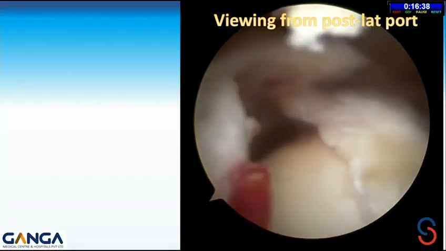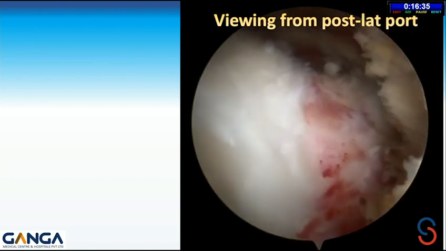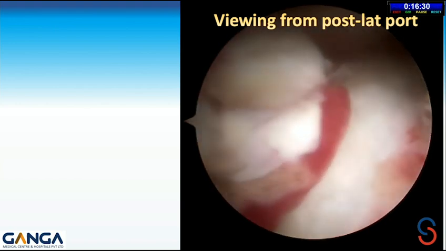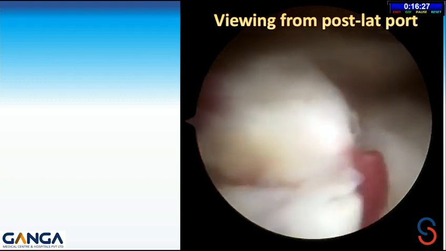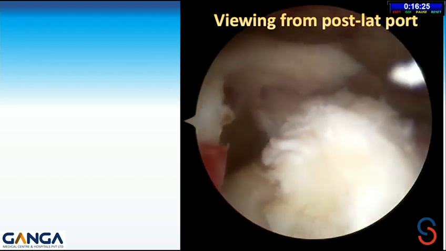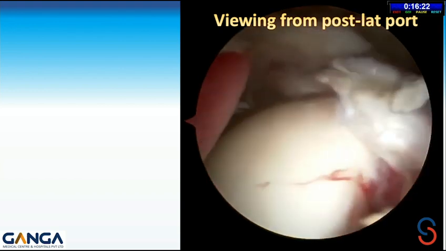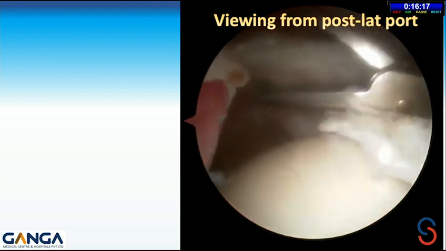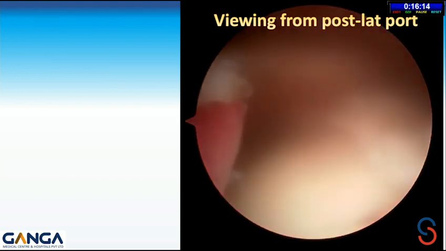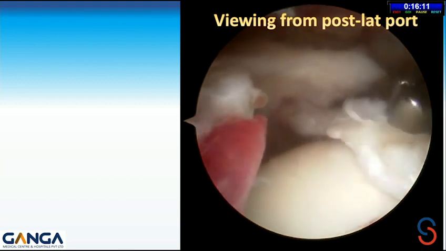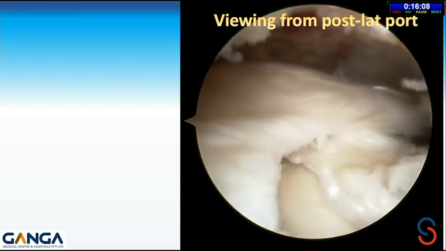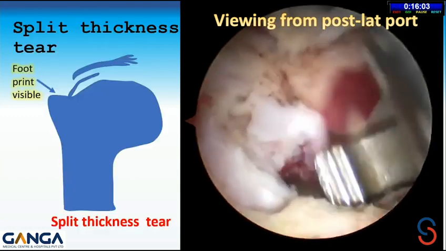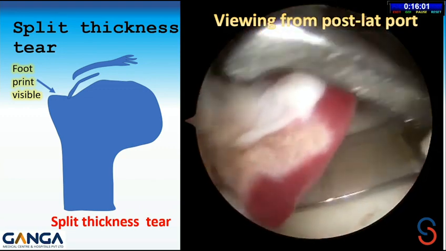This is viewing from the posterolateral. There is a bit of tendon still attached to the footprint of the greater tuberosity, and this is during the rotation. Anteriorly the subscap was intact, and the biceps was good. The tendon was still attached there, and checking the reducibility, it was fairly coming back to the footprint. So this was the surprise. It was a split thickness tear.